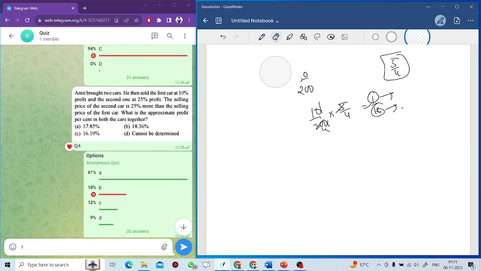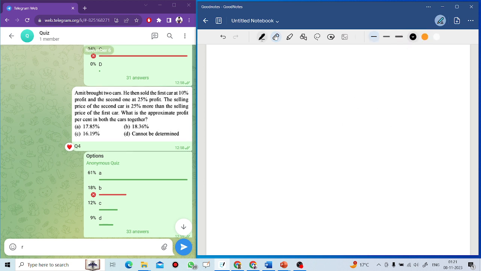Next one. Amit bought two cars. He then sold the first car at 10% profit and the second one at 25% profit. The selling price of second car is 25% more than the selling price of first car. What is the... okay, so car one, car two. Let it be X and let it be Y. These are the cost price. Now selling price: he sold the first at 10% profit, so we can write it as 1.1x, and the second one at 25% profit, so 1.25y.